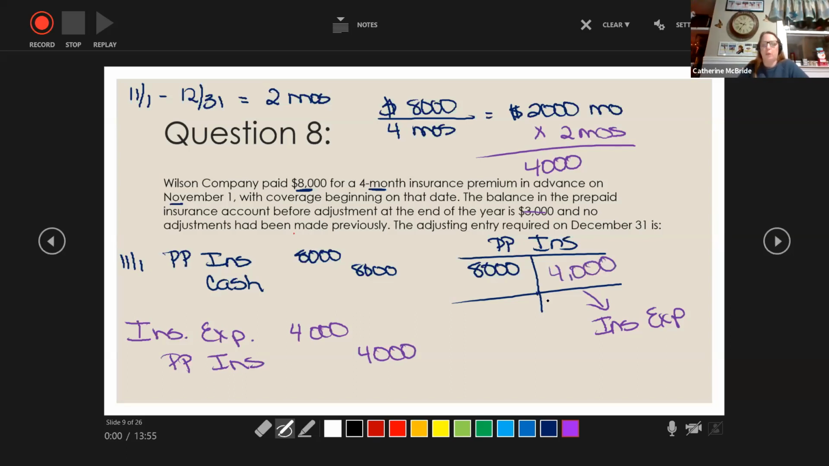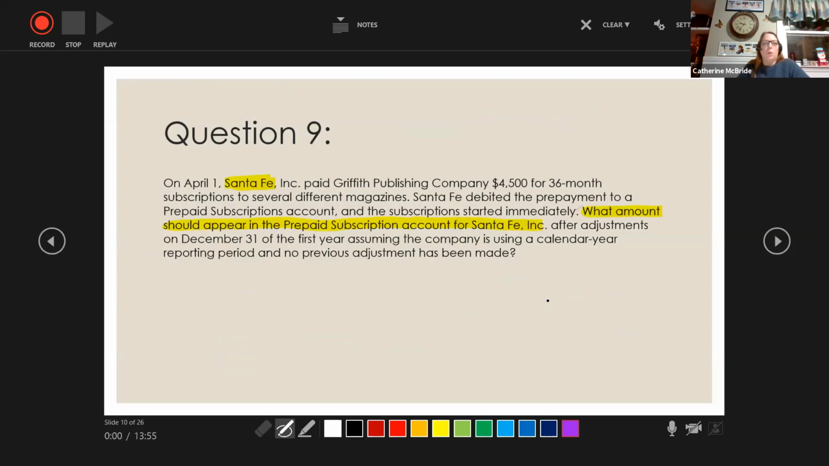I have to go back and look at that question. We want to know what amount should appear in the prepaid subscription account after adjustments. All right, so on April 1st, from 4/1 through 12/31, how many months is that? April, May, June, July, August, September, October, November, December. It's 9 months, right? Yes, 9 months.